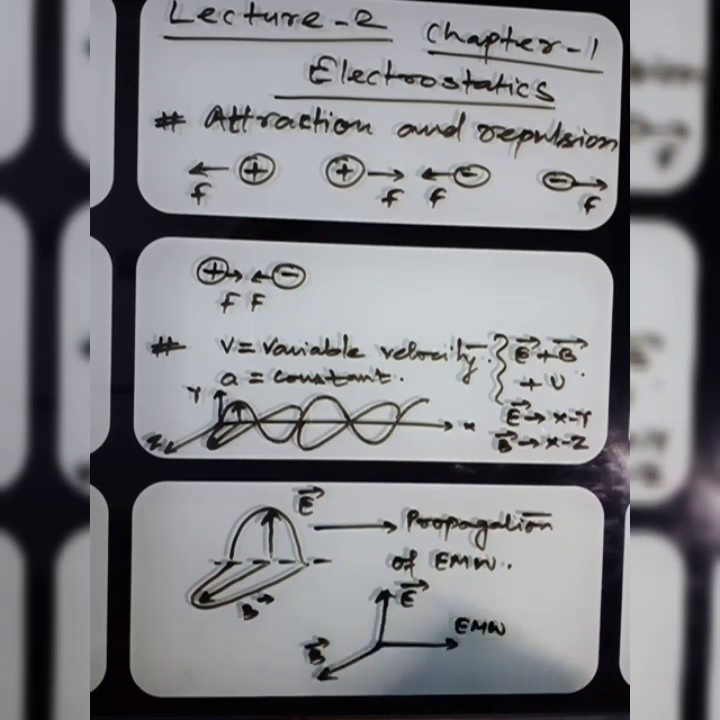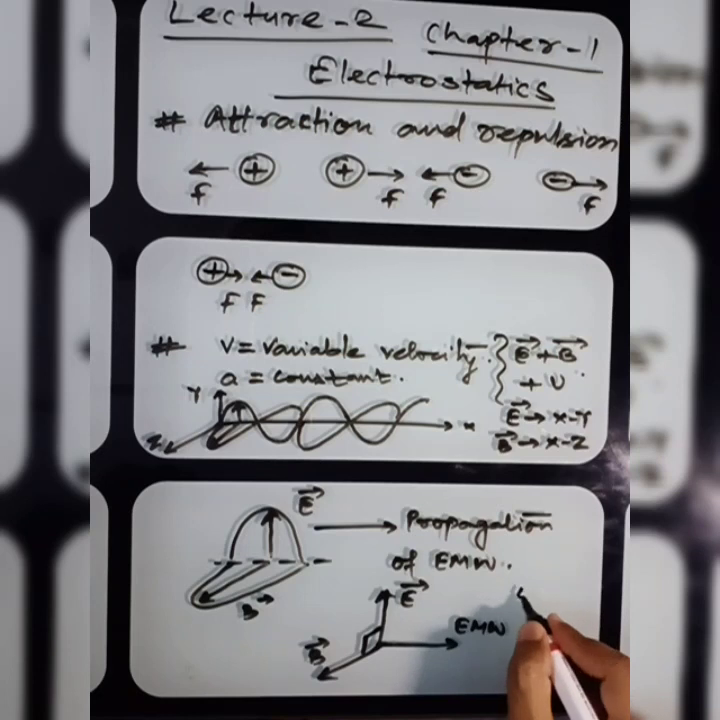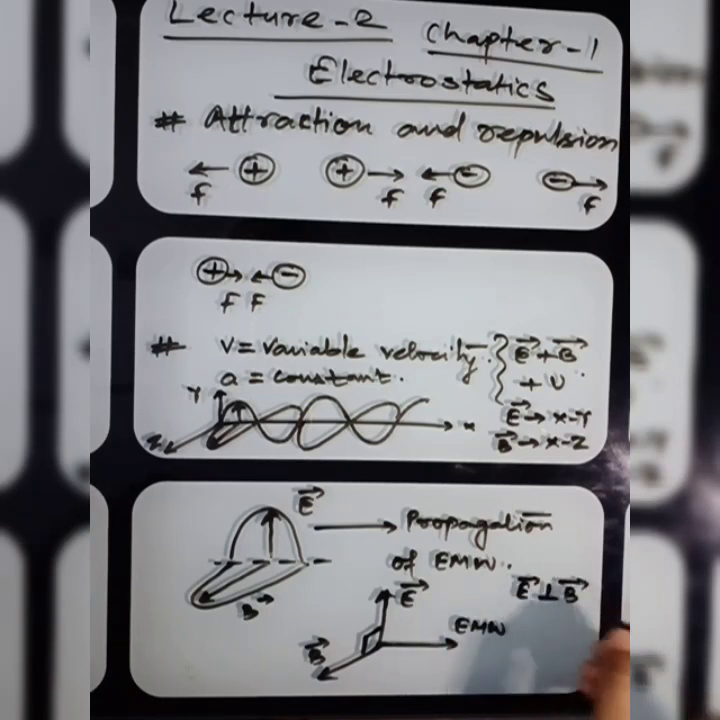So in board exams, it has been asked several times, what will be the angle between electric field and magnetic field? So what should be the answer, students? It is 90 degrees. E is perpendicular to B, that is, the electric field is mutually perpendicular to the magnetic field, 90 degrees.